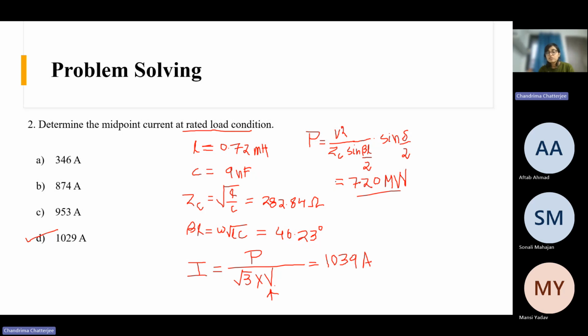So I hope you understood how we calculated the current. The first step is to find the steady state power. Once we calculate the power, and we already know the voltage, from there we can find the current. Okay, do you have any question on this?